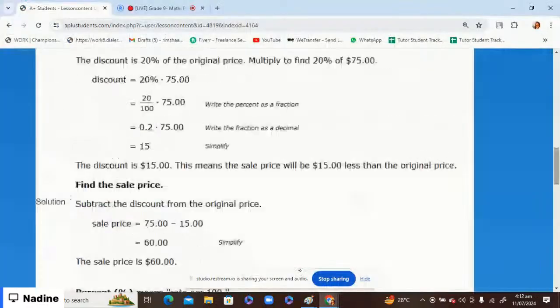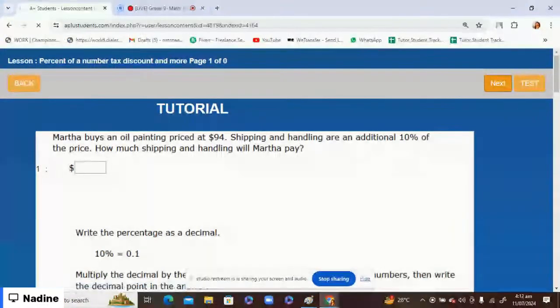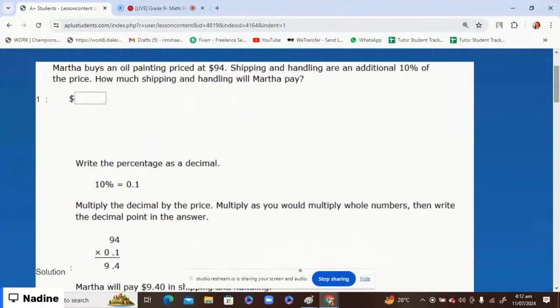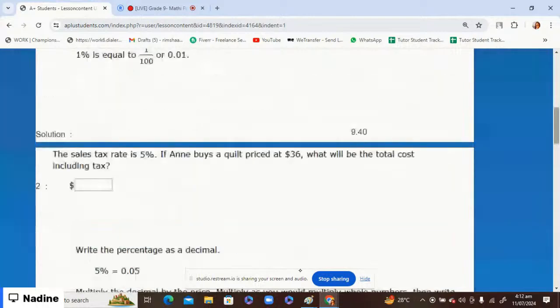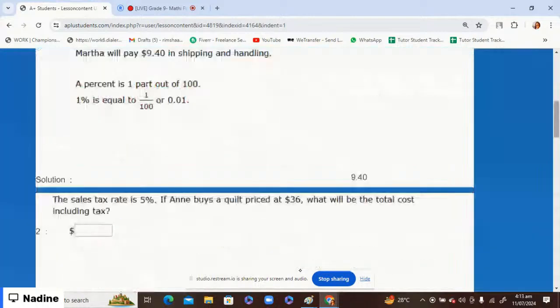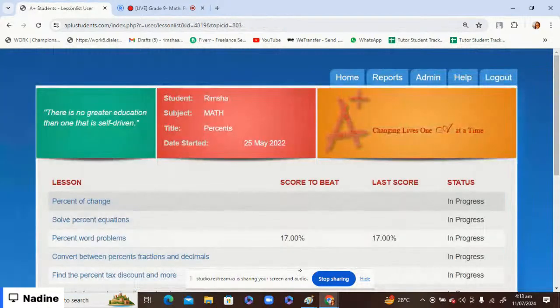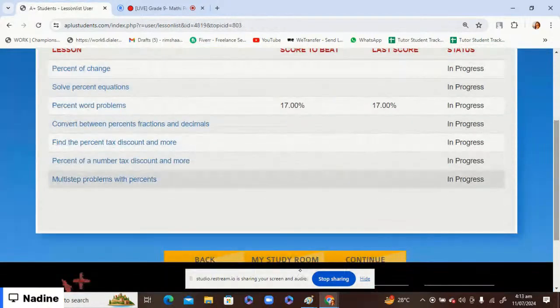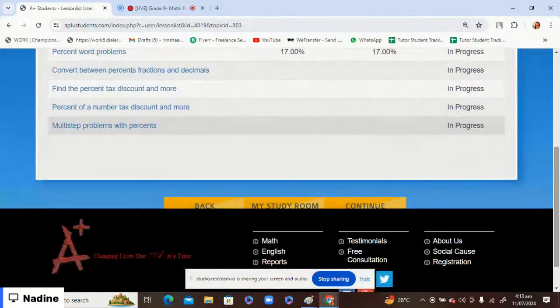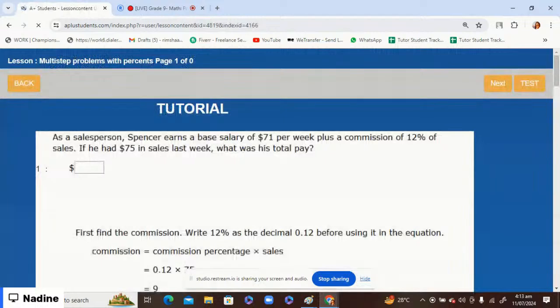All right, let's do one more question. I hope you understand all these lessons. Now let's discuss the last lesson of that chapter, which is multi-step problems with percents. So let's discuss the first question.